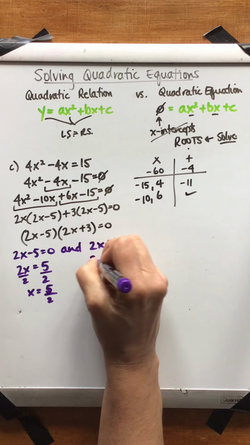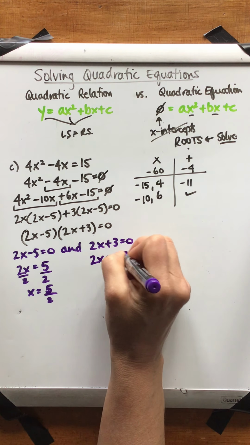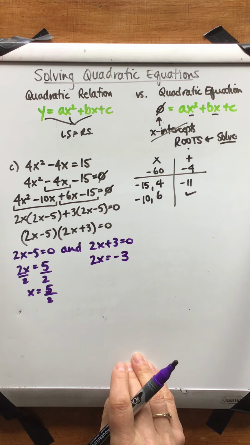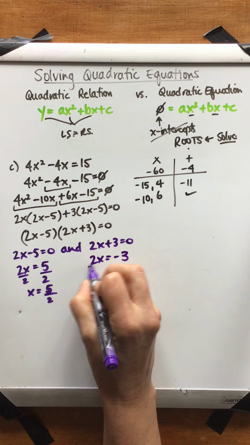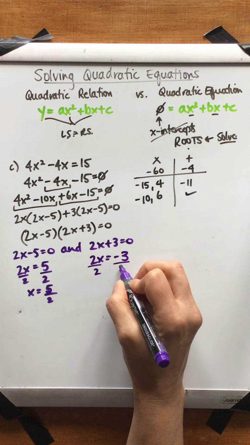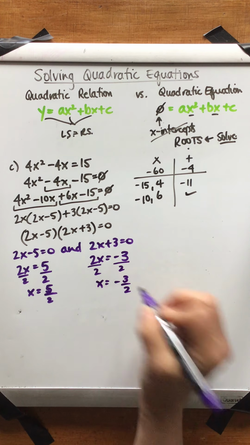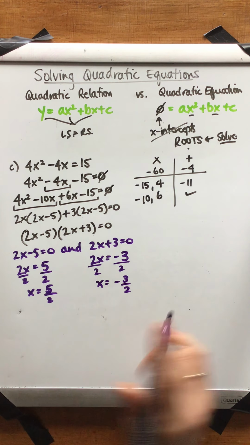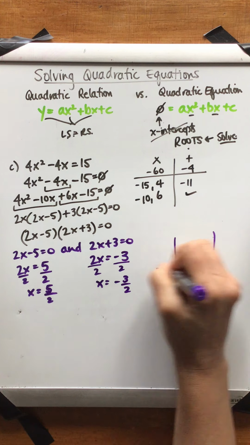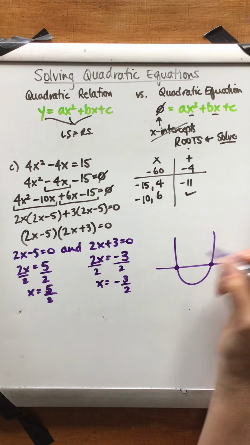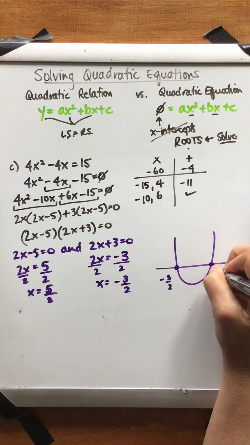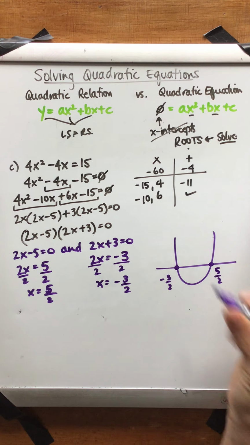Let's do the same thing here. Let's get rid of the plus 3 by subtracting 3 from both sides, and then get rid of the multiply by 2 by dividing by 2. x is negative 3 halves. Okay, so it just means that when we have a parabola, it's going to cross at negative 3 halves and 5 halves. Those are its roots.